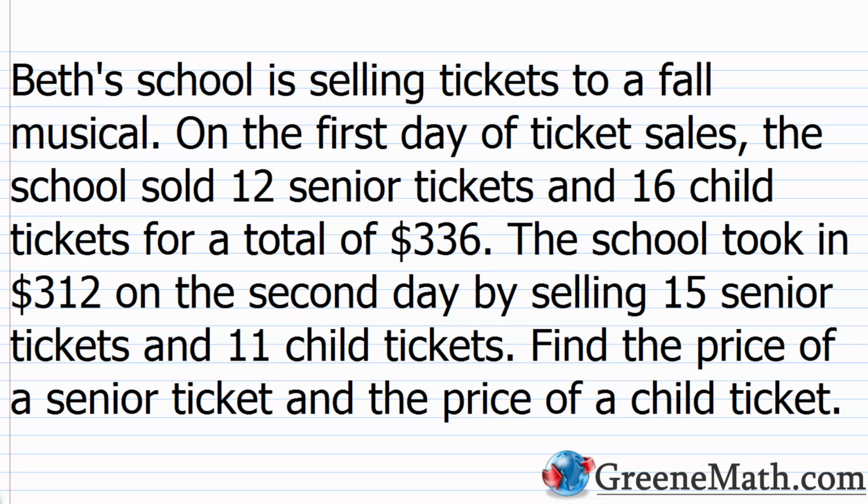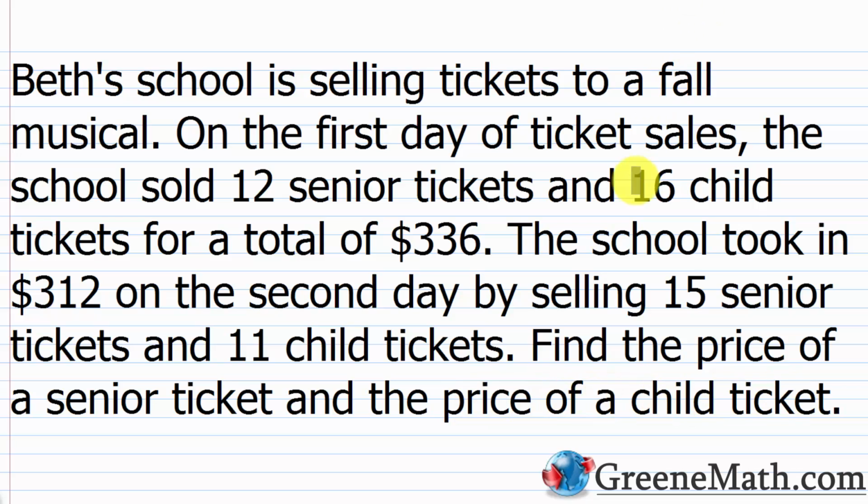All right, so let's take a look at the first example. So we have that Beth's school is selling tickets to a fall musical. On the first day of ticket sales, the school sold 12 senior tickets and 16 child tickets for a total of $336. The school took in $312 on the second day by selling 15 senior tickets and 11 child tickets. Find the price of a senior ticket and the price of a child ticket.